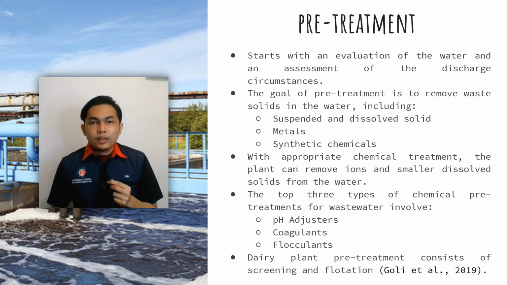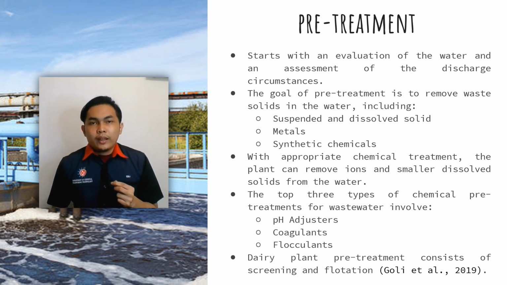The goal of treatment is to remove waste solids in the water, including suspended and dissolved solids, metals, and synthetic chemicals. Many industry applications create microscopic materials small enough that they can get through mechanical filtration means. However, with appropriate chemical treatment, the plant can remove ions and smaller dissolved solids from the water, as well as the suspended solids. The top three types of chemical treatment for wastewater involve pH adjuster, coagulant, and flocculant.